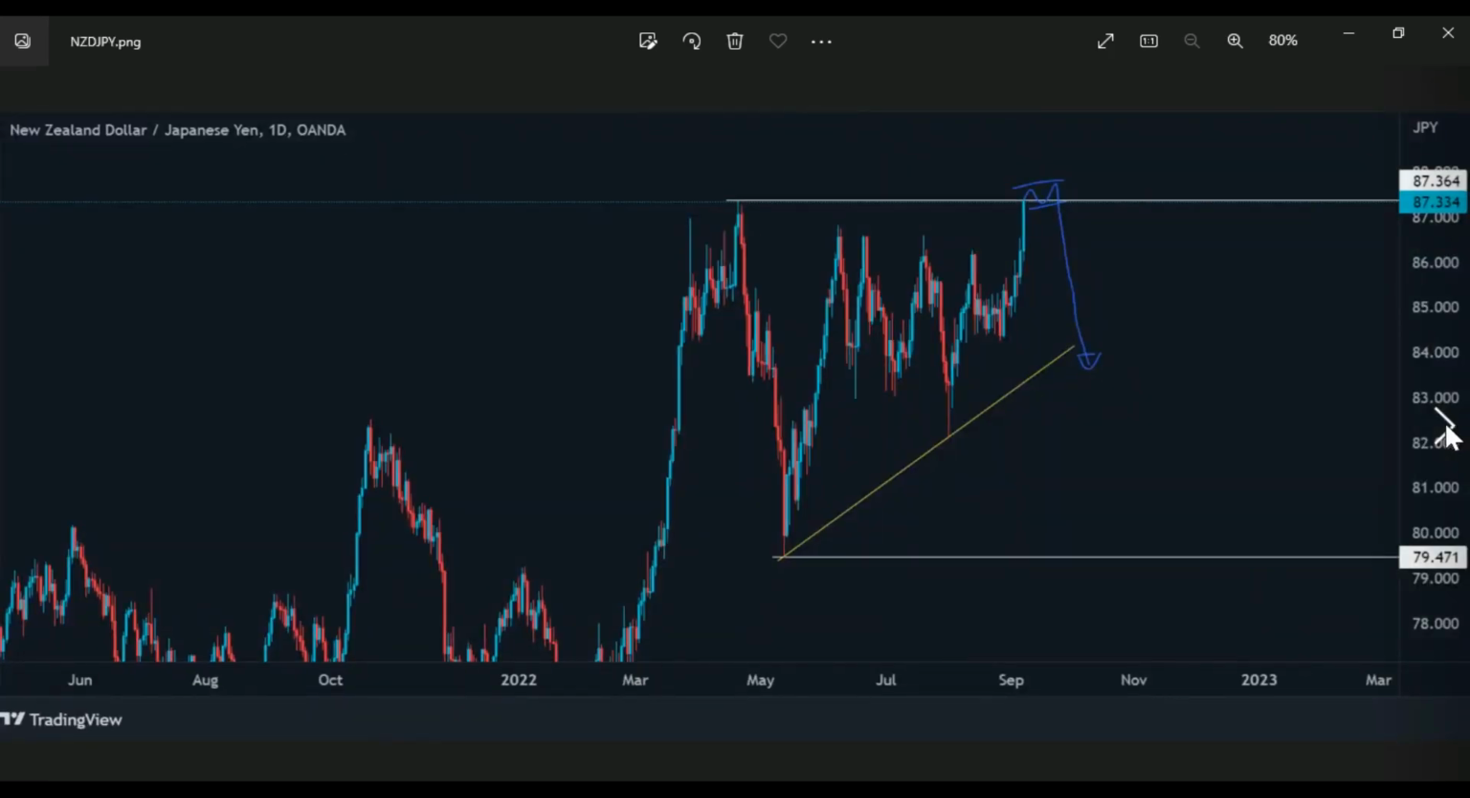And then the last but not the least, we have this. This is a very beautiful trade on NZDJPY, and you can see this is a daily time frame. So this was actually massive because this was a daily high.